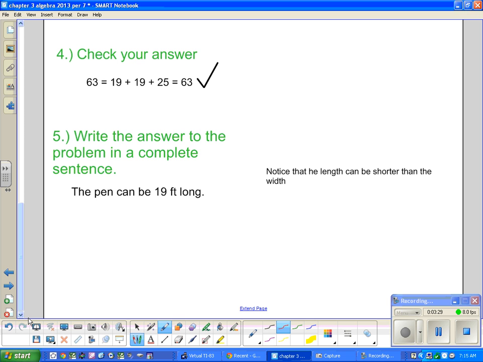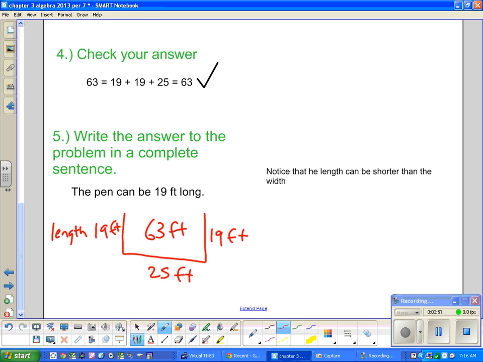In our problem here, this is our fencing. We have 19. They're going to call this the length. And then it's 19 over here also, and 25 feet for a total of 63 feet of fencing. Let's label this with feet. And we're just going to box our answer, and you're done with the Finney 5 for this problem.